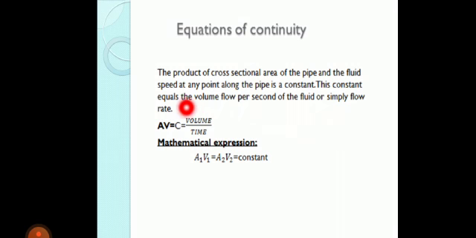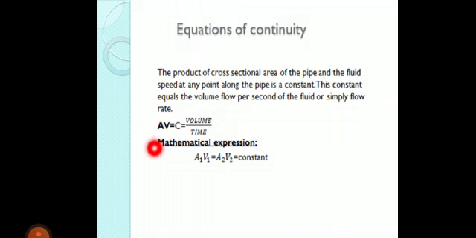Equation of continuity is the product of the cross-sectional area of the pipe and the fluid speed at any point. Area is written with A and the speed with V. The product of area and speed equals a constant. This constant equals the volume flow per second of the fluid, or simply the flow rate. It means volume per time.